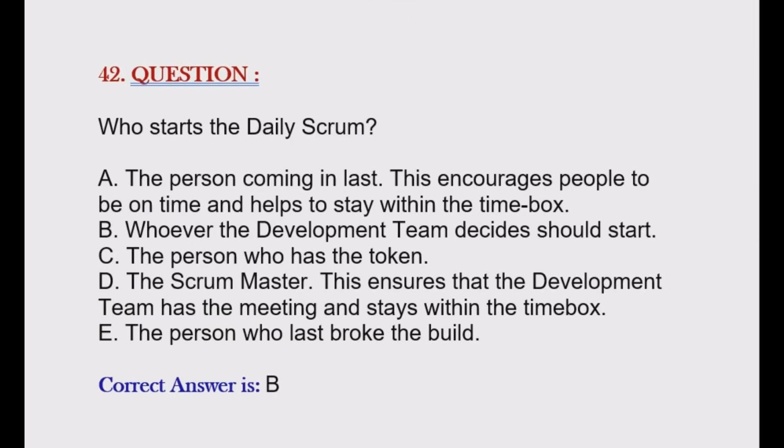Question is, who starts the daily Scrum? Option A. The person coming in last. This encourages people to be on time and helps to stay within the time box. Option B. Whoever the development team decides should start. Option C. The person who has the token. Option D. The Scrum Master. This ensures that the development team has the meeting and stays within the time box. Option E. The person who last broke the build. Correct answer is option B.